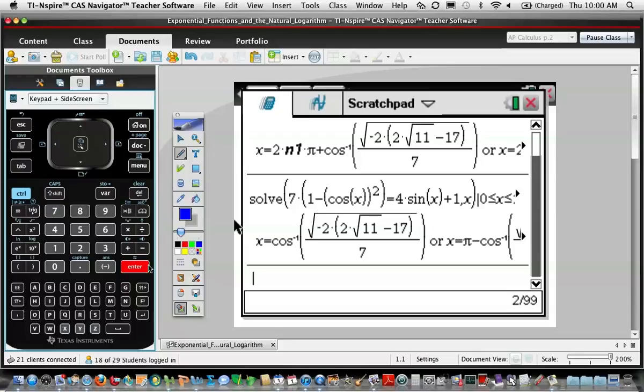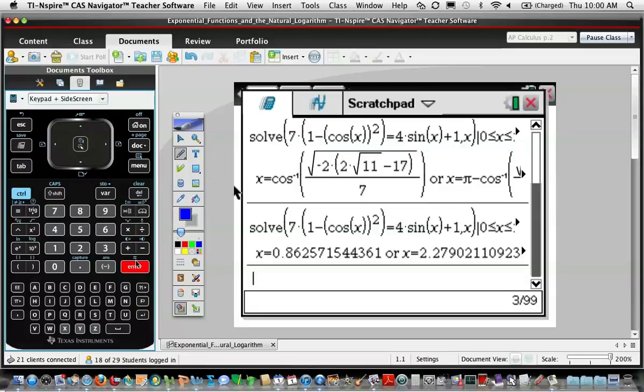Now, this cosine negative 1 means what? What's that cosine negative 1? Inverse cosine or arc cosine. Okay, something we'll be talking about here a little later. But that, I don't want that. When you see that, you say, oh, I should have hit control equals. So hit control enter and then you get your decimals.